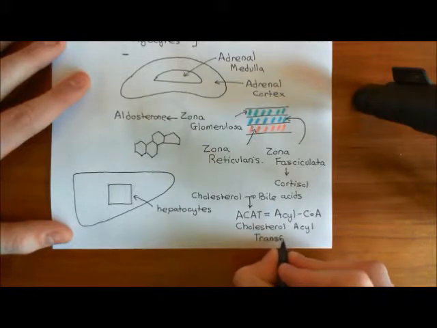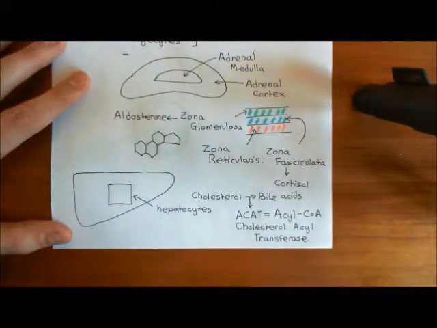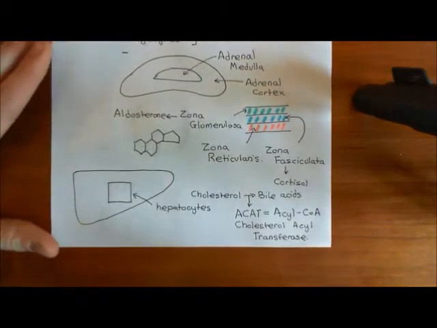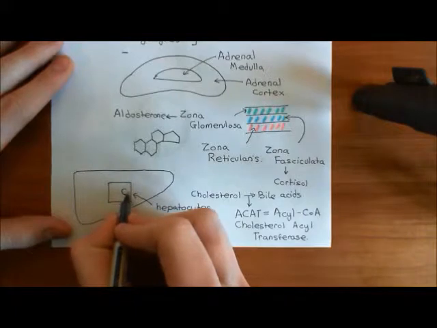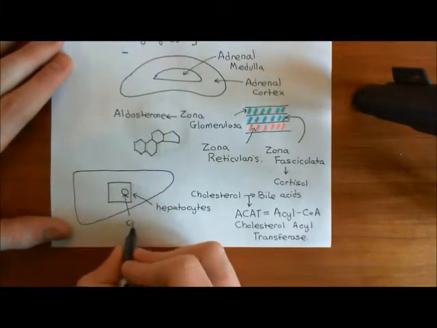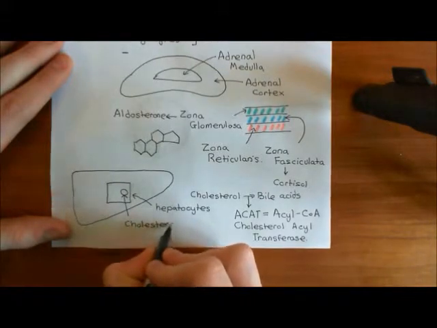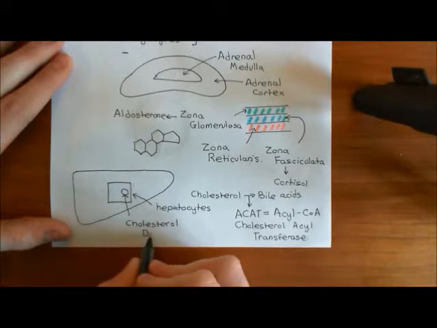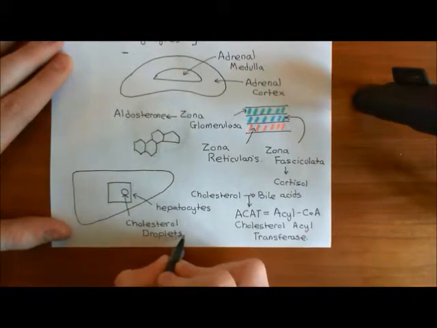And basically this adds an acyl group back onto the cholesterol molecule to create a cholesterol ester. And then these cholesterol esters can then be stored in cholesterol droplets within the hepatocyte. So hepatocytes can store cholesterol within cholesterol droplets, basically. Okay, right. So that now concludes our discussion of the LDL receptor.